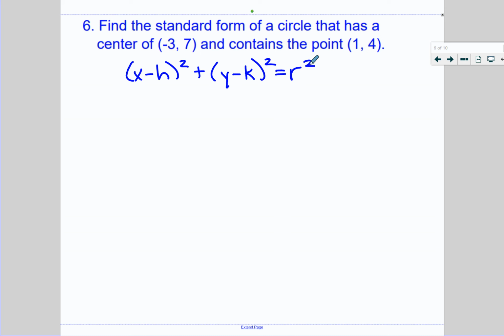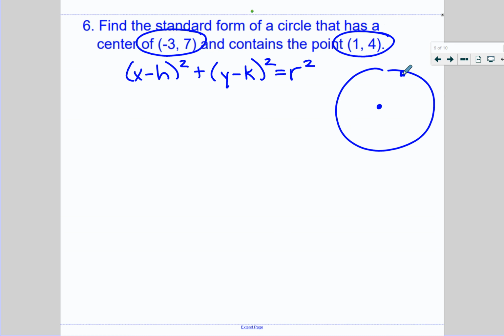Remember, HK is the center and R is the radius. If you can find the center and the radius, you have enough to write a circle equation. We already have the center. Great. We also have a point on the circle, okay? So everybody agree, even if I draw a picture if I need to, that if I have some point on my circle and the center, the radius is the distance between the two. Okay, so we're just using the distance formula again for this problem. We're finding the distance between our point and the center. That's going to give me the radius, and I can fill in my answer.